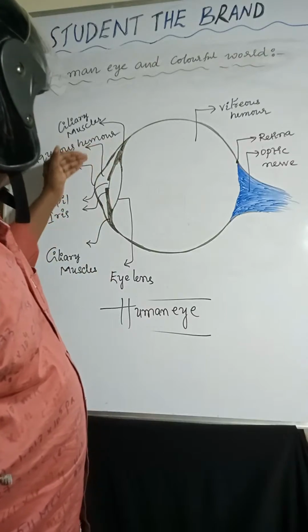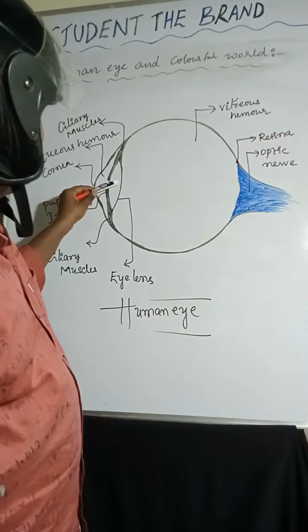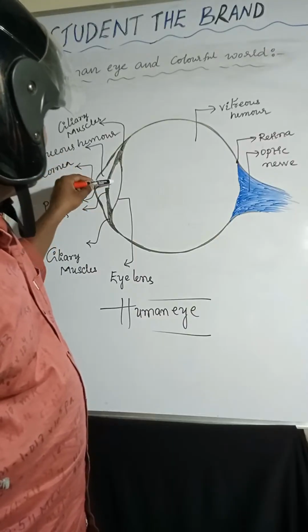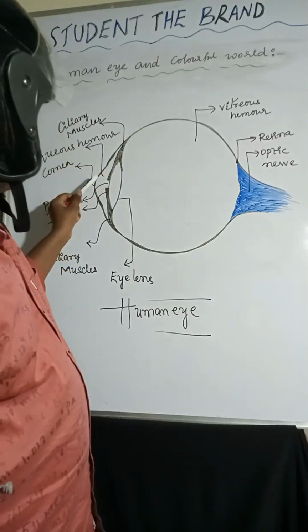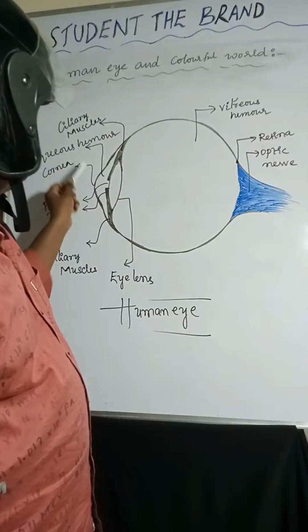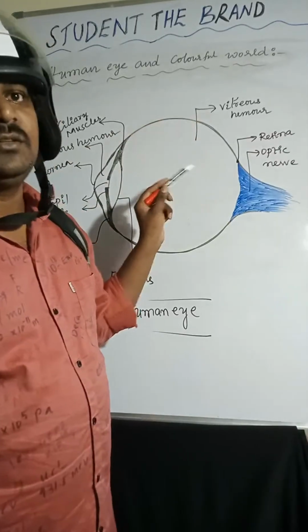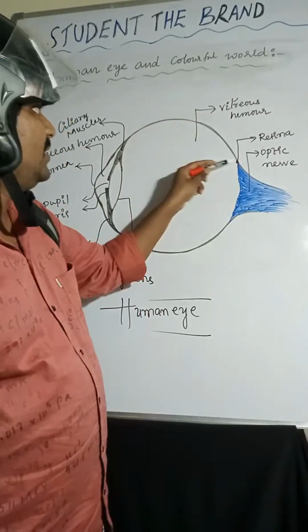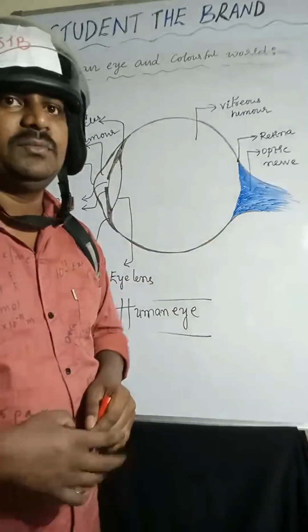Aqueous humor is a jelly-type liquid present between the cornea and the eye lens. This gap is filled by the aqueous humor. The entire portion between the eye lens and the retina is filled with vitreous humor.